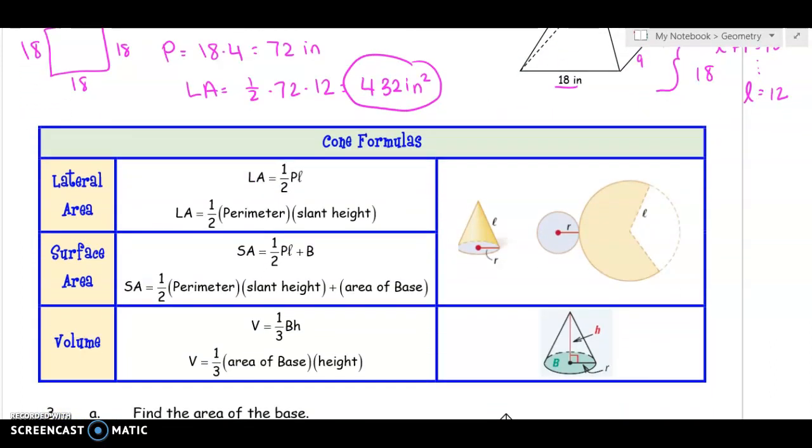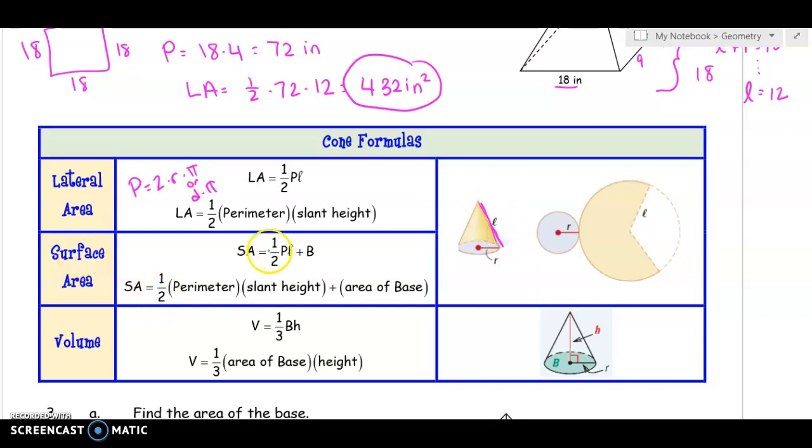And then cones are very, very much the same. Lateral area is the area of everything but the base. In this case, the base is a circle. You're going to do 1/2 times the perimeter times the slant height. Remember that the perimeter is the circumference. So 2 times radius times pi, or diameter times pi. Slant height is this guy here.